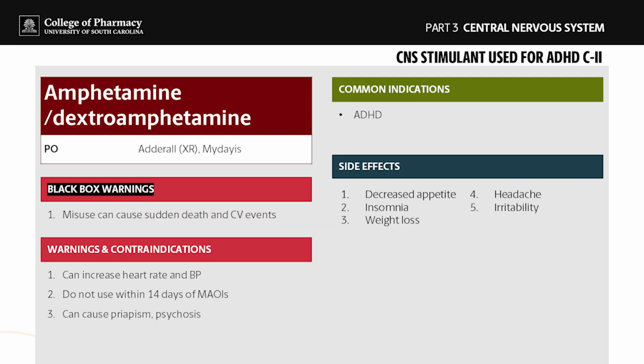Another drug that is a CNS stimulant used for ADHD is amphetamine/dextroamphetamine, and the brand names are Adderall XR and Mydayis. Again, it is also used for ADHD. It is a controlled Schedule II, so it does have a potential for abuse, and it has very similar side effects: decreased appetite, insomnia, weight loss, headache, and irritability, just like methylphenidate and dexmethylphenidate.